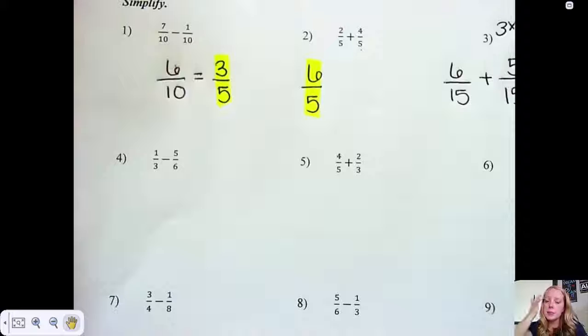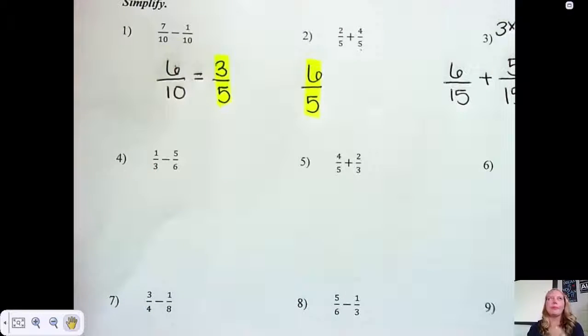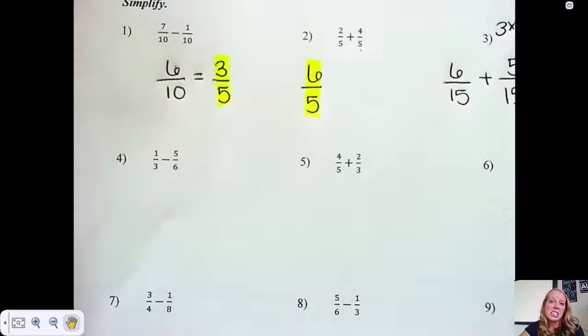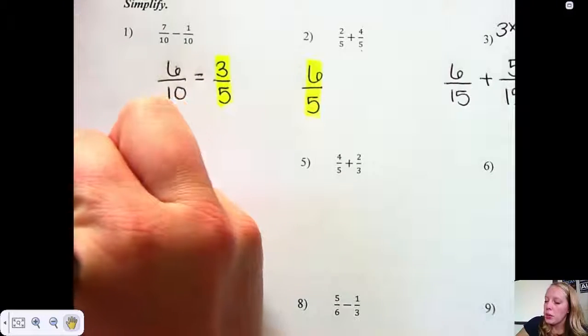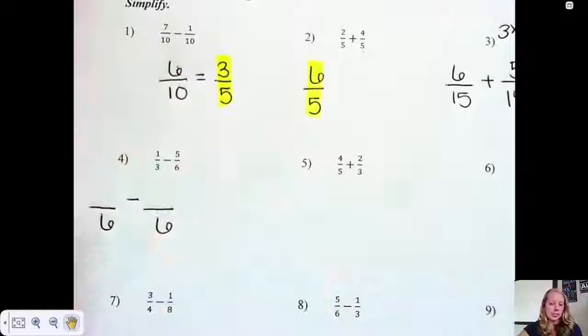Denominators are not the same, so what can 3 and 6 both go into? 6 is the best choice, but you could pick 12, and you can always multiply these and you'd get 18. But I'm going to go with 6 because it's the smallest number. So I'll put fraction bar 6 minus fraction bar 6.